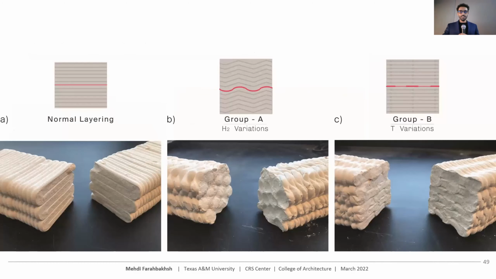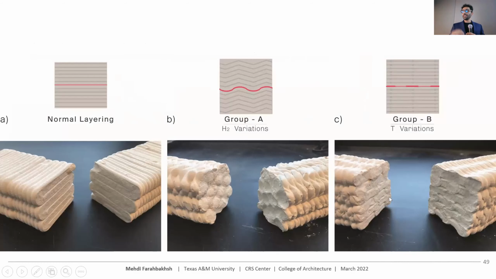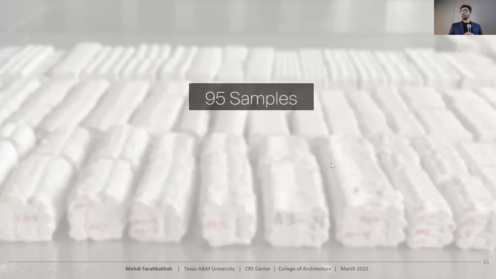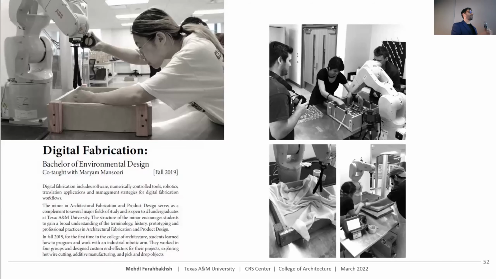And the result you can see here: the left one is normal layering, and the second one, when you change the deposition parameter, you can see the bond between layers changes, or this one, which is another variable. And this is the result. For example, this is the normal layering, and these are other results. As you can see, by testing 95 samples, we were able to improve the bond strength between those parameters by 41%. But these are very detailed and technical.